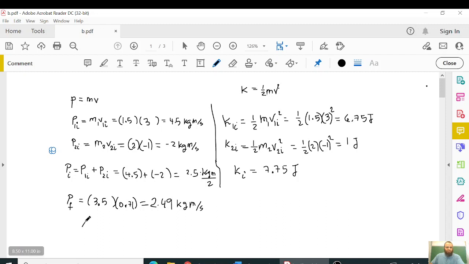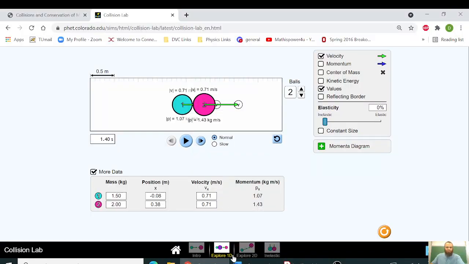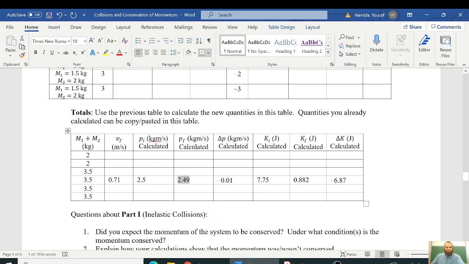And so delta P, did the momentum change from final to initial? Delta P will be final minus initial. So you get negative 0.01 kilogram meters per second. So this means momentum was conserved because the change is very small compared to their values here. So it's like 1% or so? So it's essentially 100% conserved, which is expected.